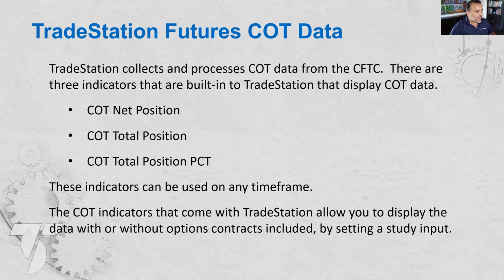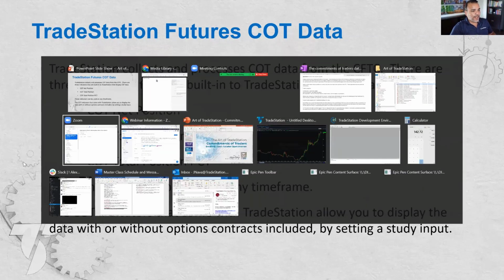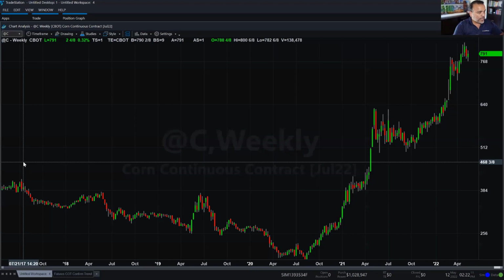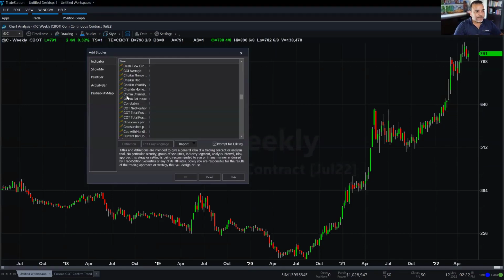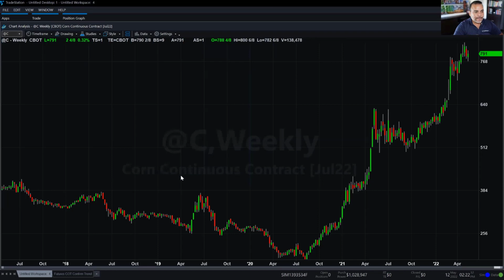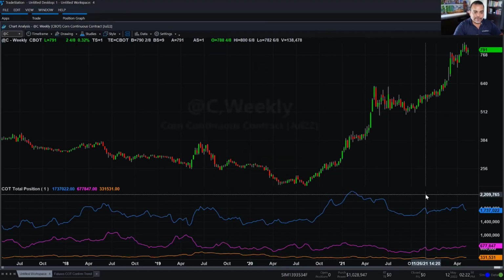Let's go back here to TradeStation and talk about what TradeStation offers. I'm going to go to studies, add studies. We're going to start off with the built-in studies. You can see that the 3 are one after the other. They start with the name COT, an acronym for commitments of traders. We're going to start off with the total position. I'm going to click OK, and that gives me this study at the bottom of the screen.